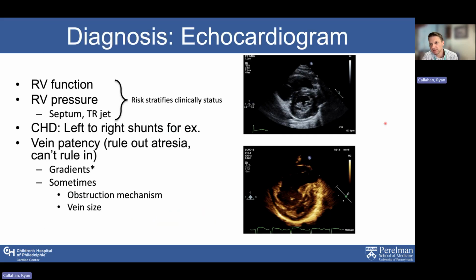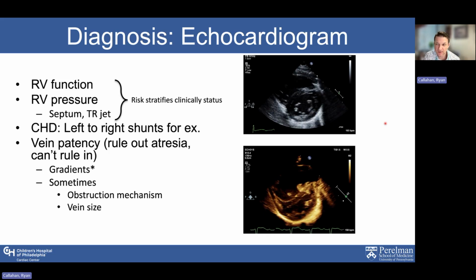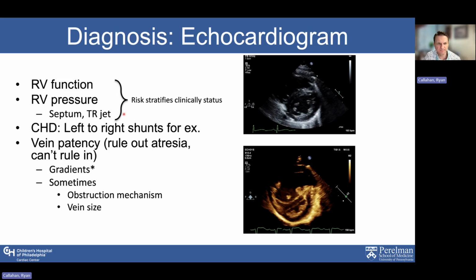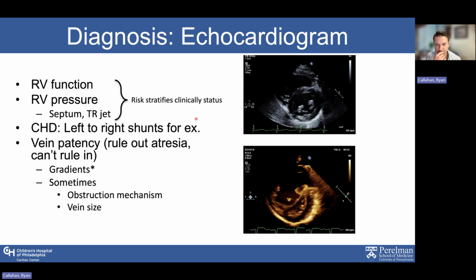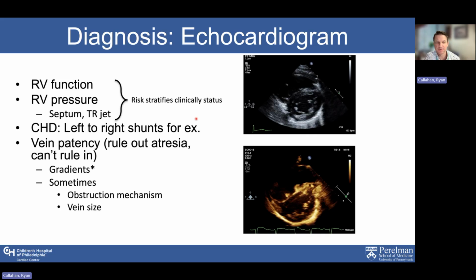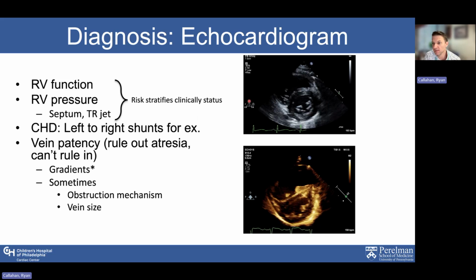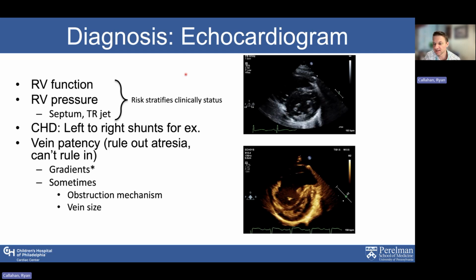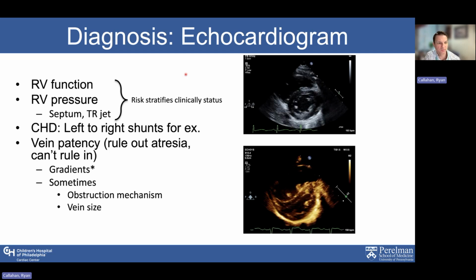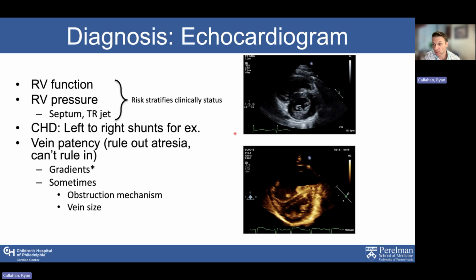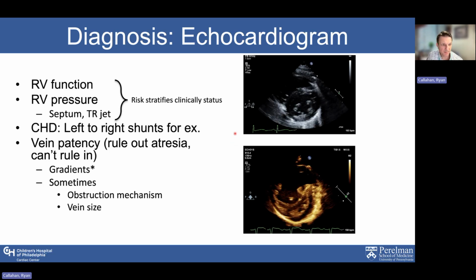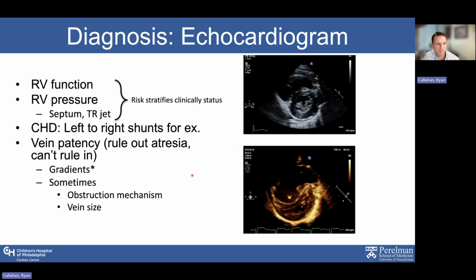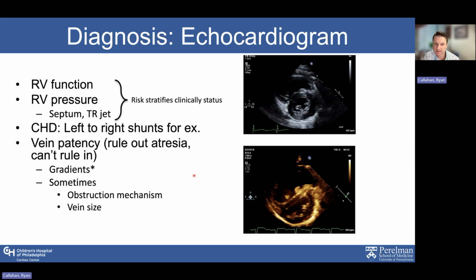Okay, so diagnosis is typically started with an echocardiogram, which gives us the first hint that there might be an issue. So we'll be collecting some of these metrics. You can tell with echo what the squeeze is of the right heart, the valve function, an estimation of the pressure on the right side. You can see congenital heart disease, such as the shunts that we talked about, and you can see the veins. And if you can't see it, it doesn't mean it's not there. You just might not be able to see it.